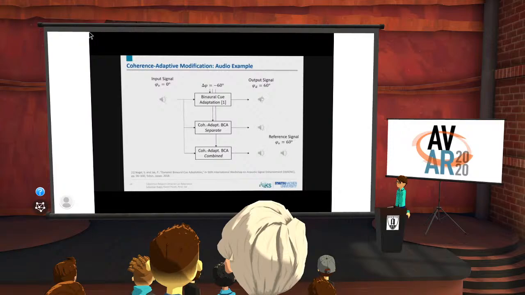The original algorithm will move the source, but will also move the incoherent component. So the noise should be amplified in the left and attenuated in the right channel, which sounds different than the reference.